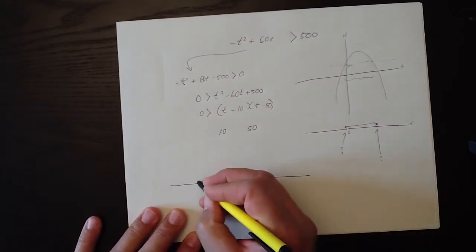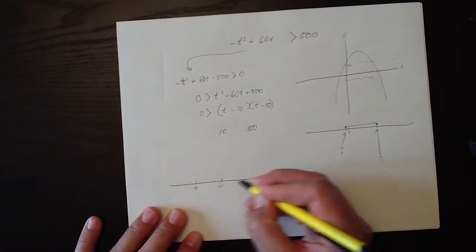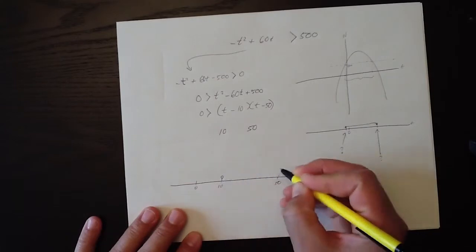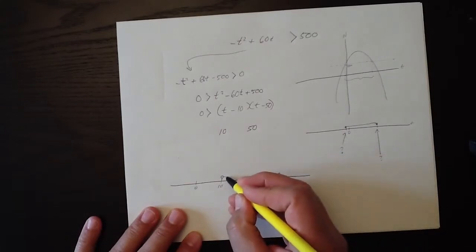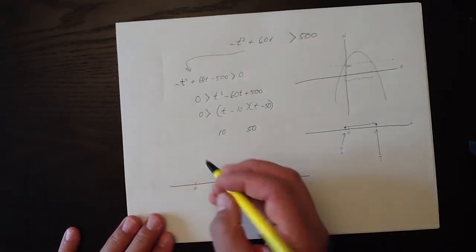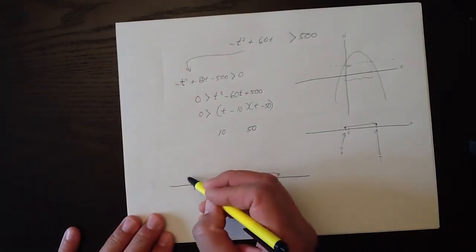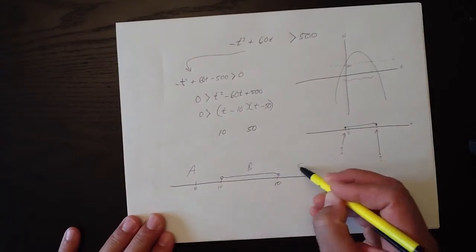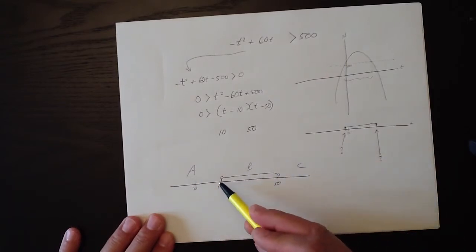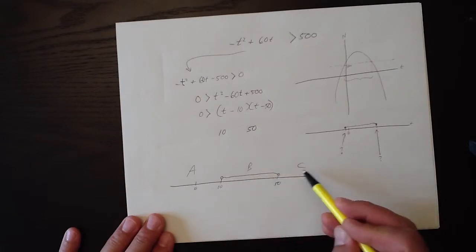And on a number line then, there's 0 over here, there's 10, and there's 50. I know that I represent it with the hollow circle and the line between it, showing the space in between. Now I can test it. I should test these regions here. I'll call this region A, region B, and region C. And region A are these numbers that are lower, B are between 10 and 50, and C is greater than 50.